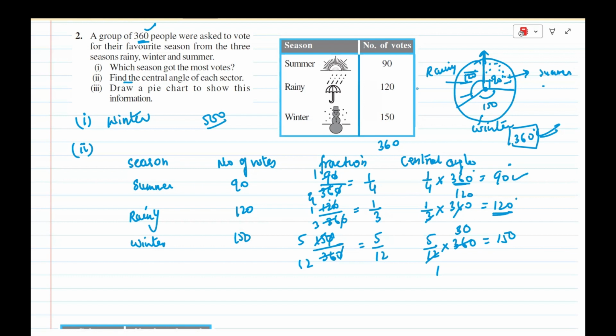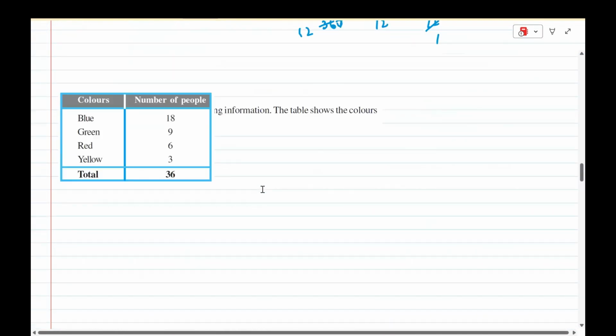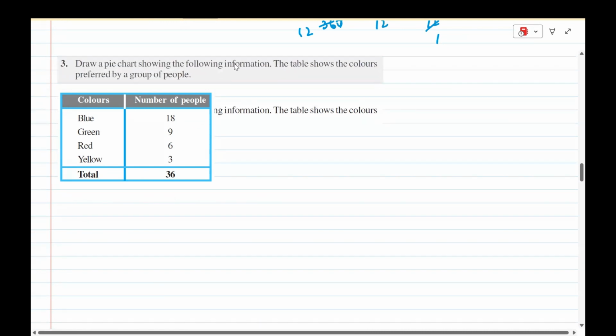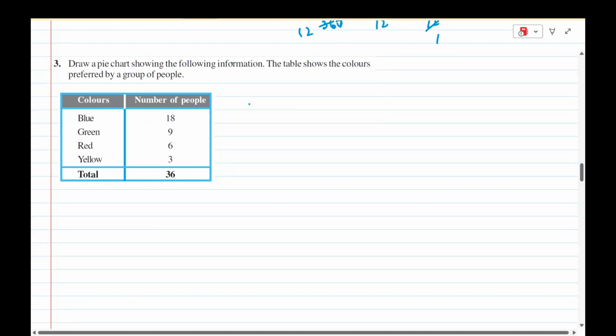Let's do the third one. So the third question says here, yes, this is the third question. What it says: draw a pie chart showing the following information. The table shows the color preferred by a group of people. So there are 36 people total they have given. The blue color, number of people.